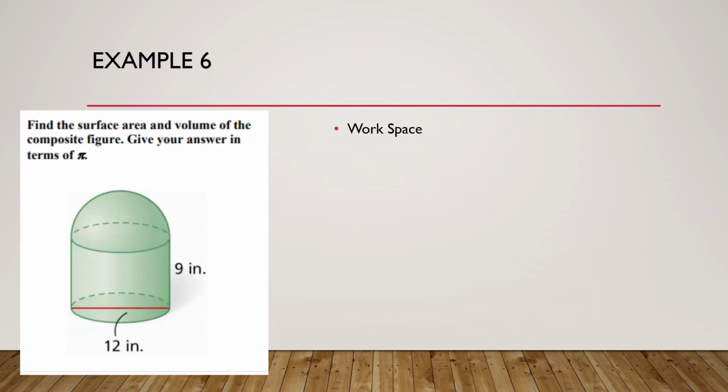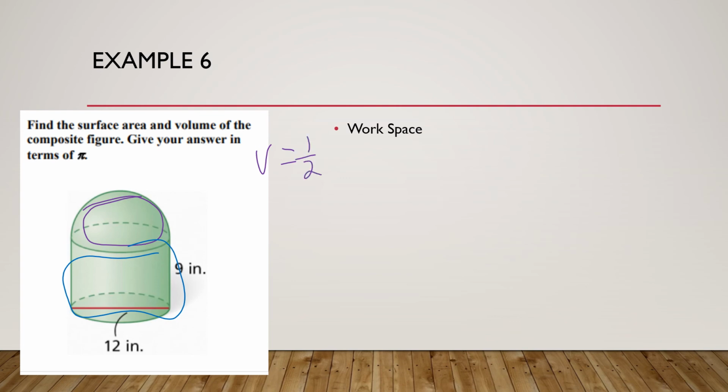And our last one, we again have a composite figure. So they want us to find the volume. So when we're doing the volume, we're going to split it into 2 pieces. We've got the dome on the top, and we have the cylinder on the bottom.